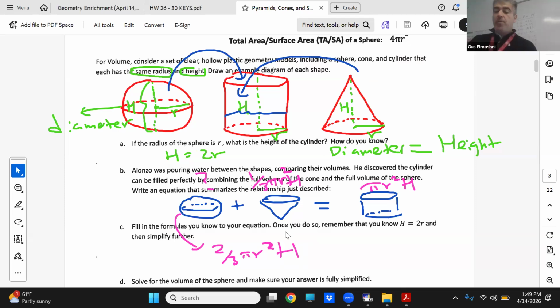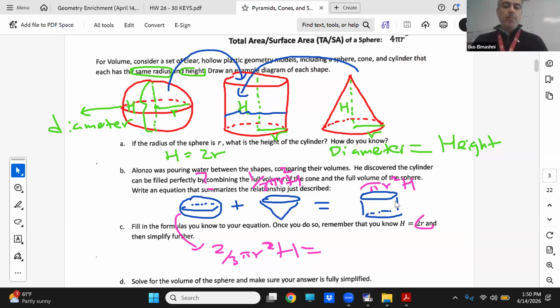Because you're told that if you fill up the sphere full of water, fill up the cone full of water, pour into the cylinder, it's going to fill up the cylinder perfectly. It'll be totally full. And again, the cylinder is pi r squared h, the base times the height. The cone, we already saw that with the demonstration yesterday, 1/3 pi r squared h. So naturally, the sphere has to be what's left over, 2/3 pi r squared h. Does that make sense?